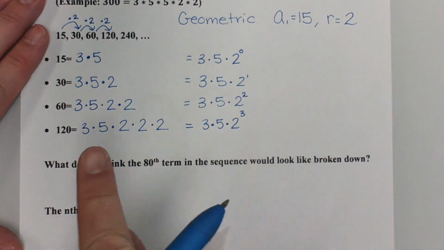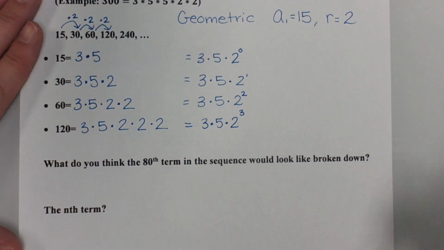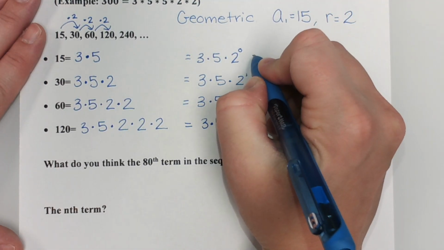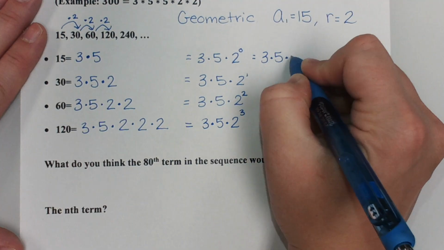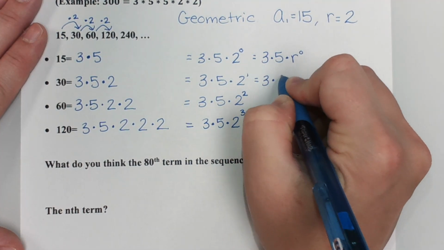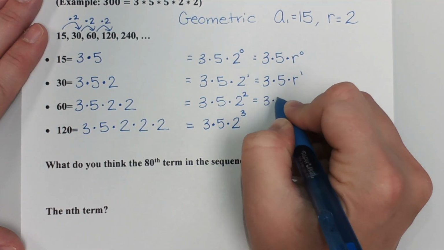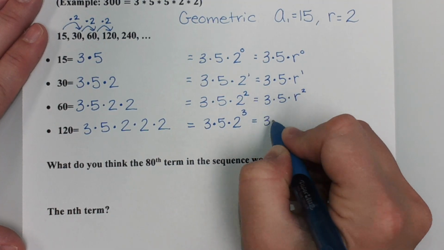So, if that is the case, the reason that this keeps increasing by 2 is because it keeps getting multiplied by an additional r. So, would you agree with me that this is 3 times 5 times r to the 0th power? It's essentially what this is then. And this is r to the first. And this would be r to the second. And this would be r to the third.